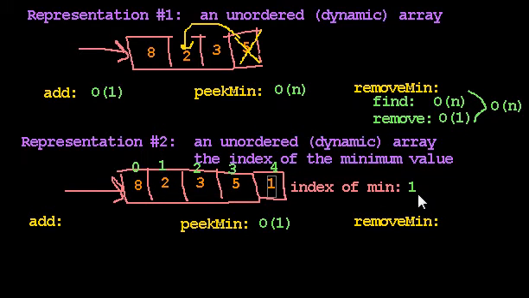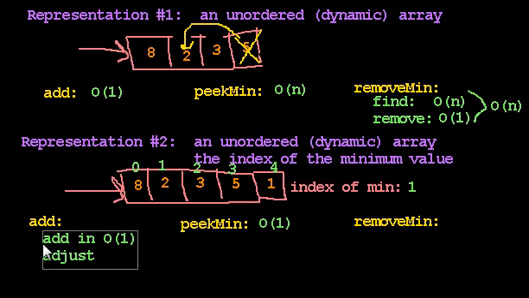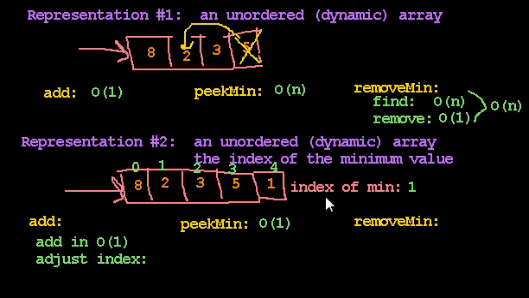What do I have to do in order to... So let's see, I can add the value in constant time. So let's see, add in constant time to the array, but adjust index. How long does it take me to adjust the index? Let's see. All I need to do is compare the value I'm adding to the value at the minimum.